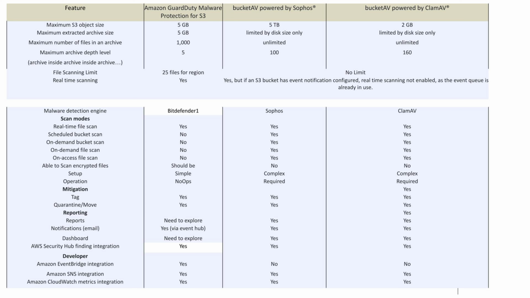Cloud storage security is powered by two options: one is Sophos, and the other one you could use is ClamAV. Sophos is a little more sophisticated scanning engine, and ClamAV is the basic scanning engine, which could suffice for most organizations. So the first thing is, what is the maximum S3 object size?